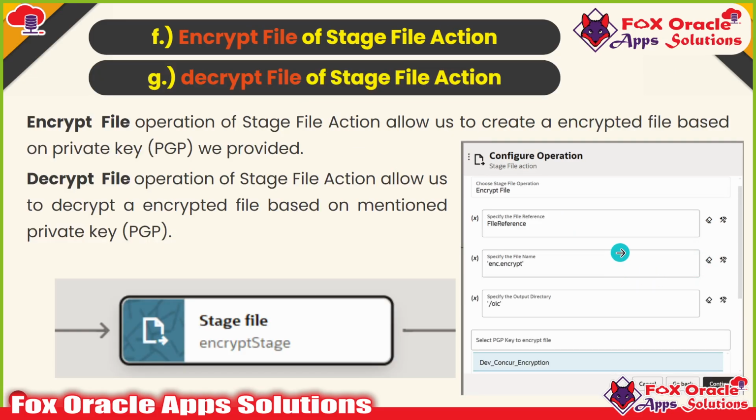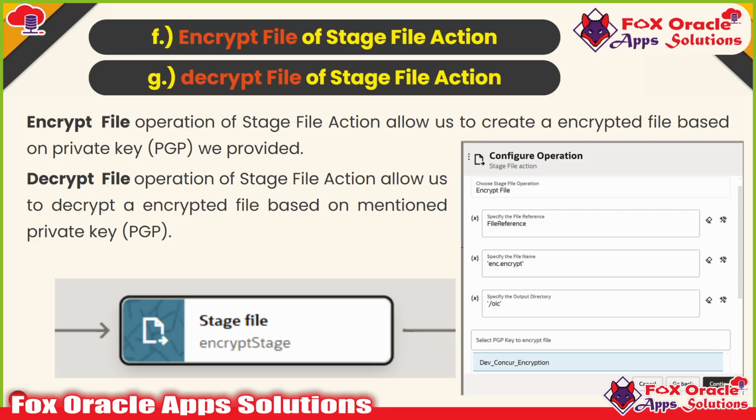We have two more operations, encrypt file and decrypt file. Sometimes when we are transferring a file from our OIC to any external system, or downloading a file from an external system to OIC, we have to encrypt or decrypt the file. So using the stage file encrypt and decrypt operations, we can perform the encryption or decryption of the file. Obviously, while encrypting the file, we have to provide the encryption key, the PGP key, so that based on that key, it can create the encrypted file, and that file will be created in encrypted form.